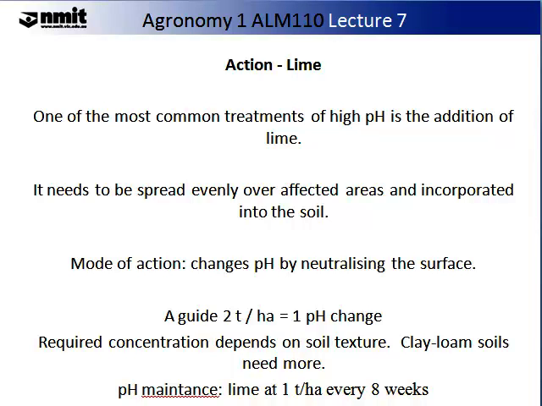The lime works by changing the pH and neutralizing the surface. As a rule of thumb, the guide of lime to add is 2 tons per hectare for every 1 pH change you wish to undertake. Ensure that you measure your pH after your lime application. The lime application may depend on the soil type, as clay loam soils tend to need more application than sand soils.